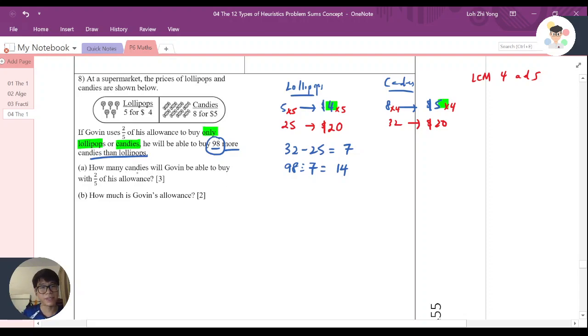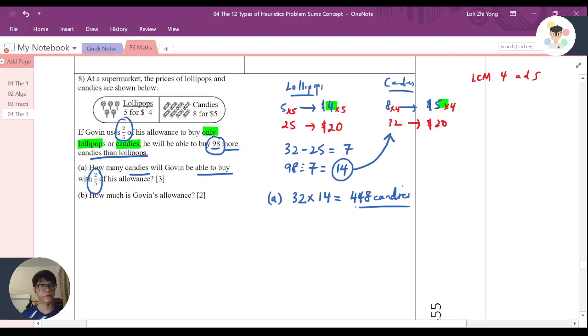Now, part A asks how many candies Govin will be able to buy with 2/5 of his allowance. It is the same thing. I know that it is 14 times of the candies, right? So for A it is 32 times 14, which is equal to 448 candies. That is the answer for A.